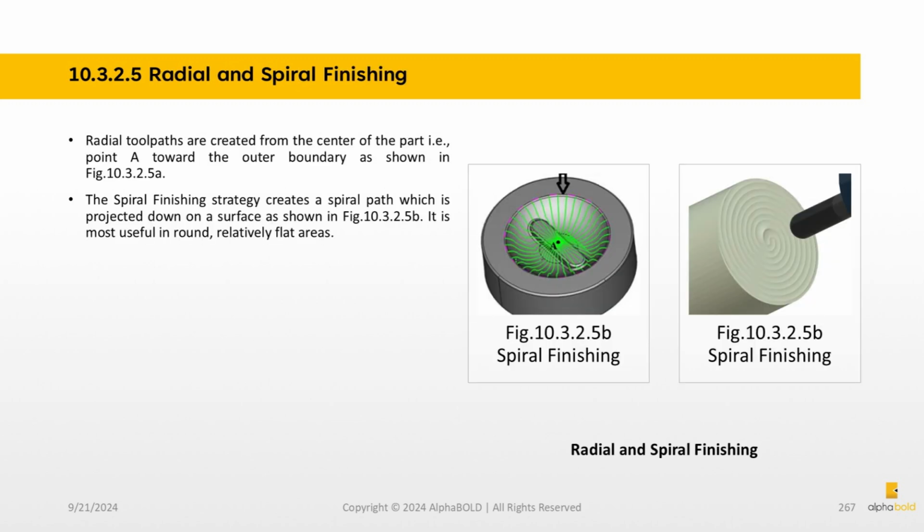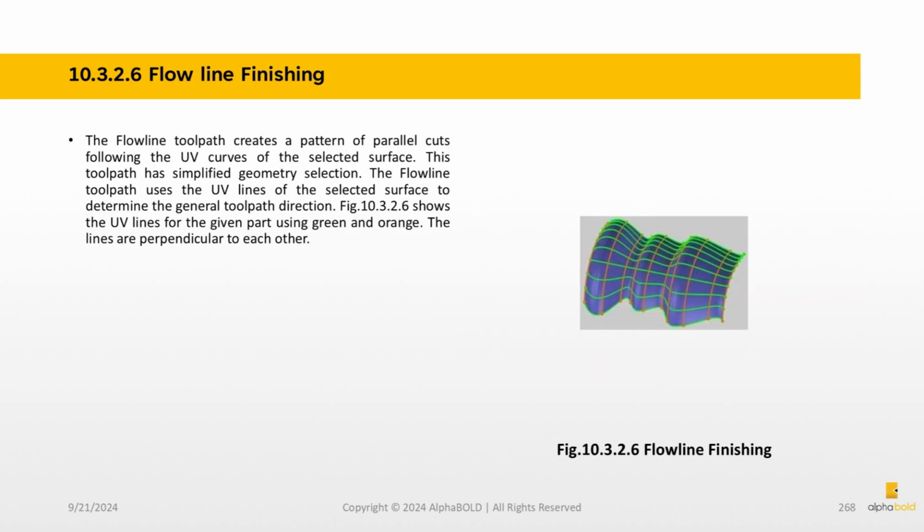Radial toolpaths are created from the center of the part, such as point A, toward the outer boundary. The spiral finishing strategy creates a spiral path which is projected down on a surface. It is most useful in round, relatively flat areas. The flowline toolpath creates a pattern of parallel cuts following the UV curves of the selected surface. This toolpath has simplified geometry selection.